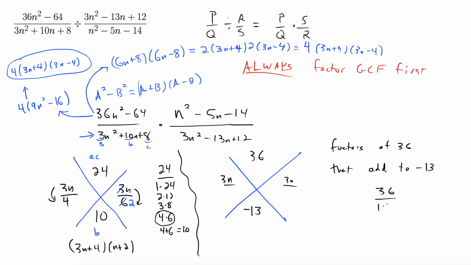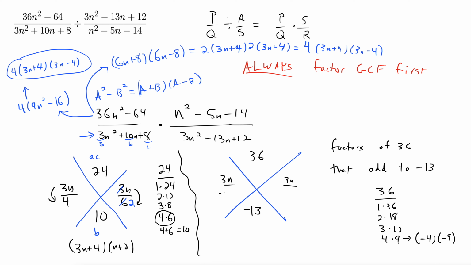Well, 1 and 36 doesn't get us there. 2 and 18? No, I don't think so. 3 and 12, I'm not seeing it. 4 and 9, I am liking. We just need to mess with the negatives a little bit, but 4 plus 9 is 13, so we're close. We just need to make that negative 13, but they still need to multiply to get 36, so let's go negative 4, negative 9. There we go. Multiply to give us 36, add to give us negative 13. We are in business.